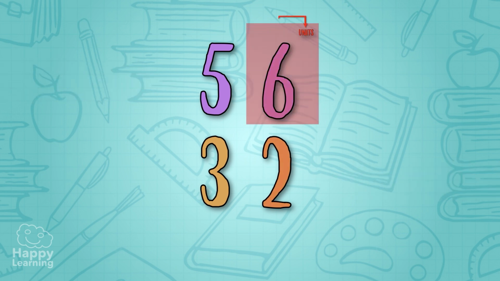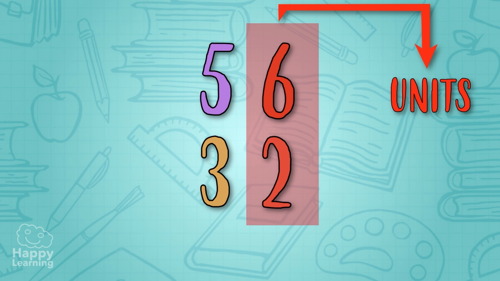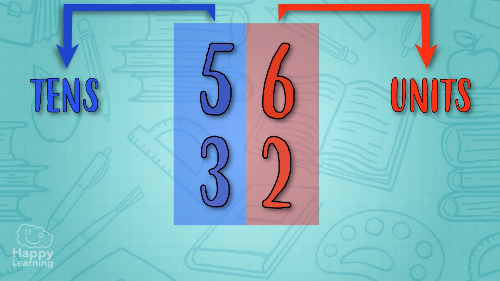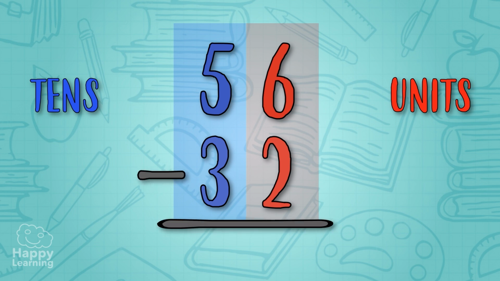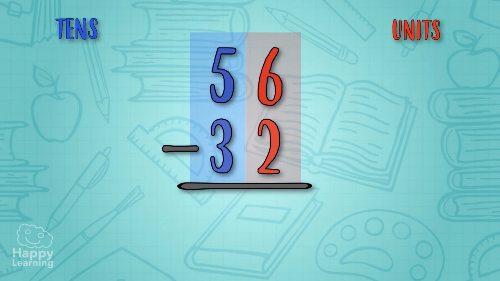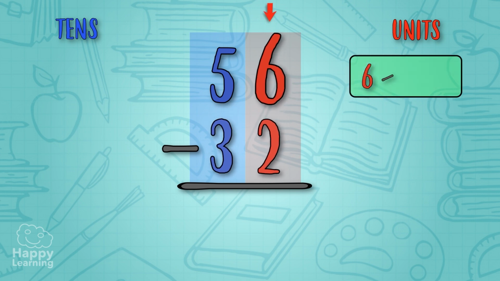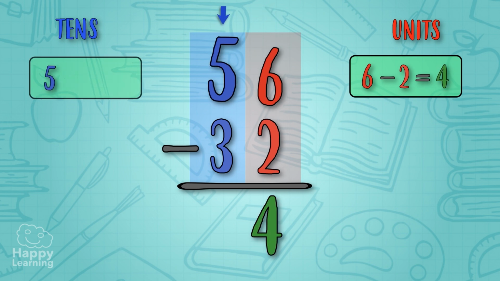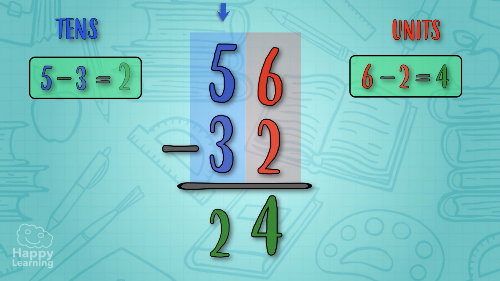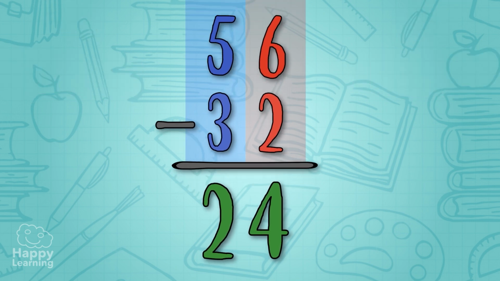Always placing units under units and tens under tens. After this, we place the minus sign and we're ready to subtract. 56 minus 32 is equal to 6 minus 2 equals 4. And 5 minus 3 is equal to 2. That means that the final result is 24.